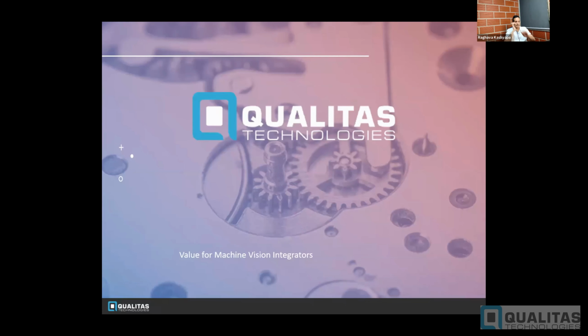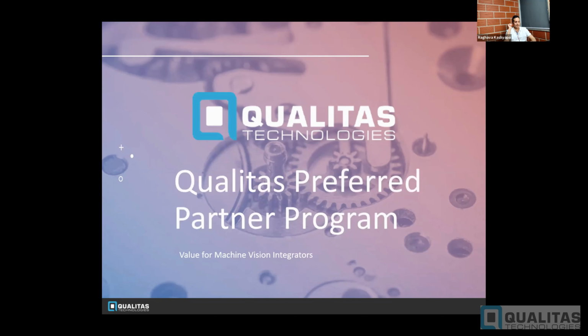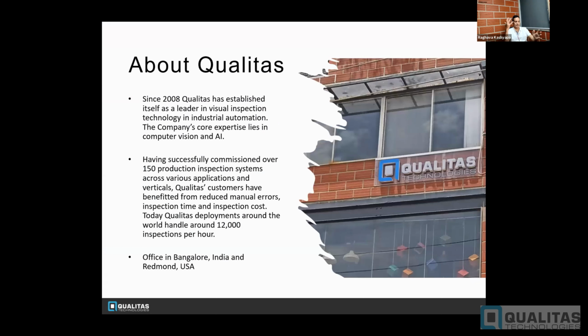Okay, so let me talk about the Qualitas Preferred Partner Program real quick. As I've mentioned, Qualitas is now 13 years old. We've been working in the visual inspection field for a number of years. We've got over 150 production inspection systems, so a ton of experience in how to develop production-level inspection solutions. And today, Qualitas deployments are inspecting about 12,000 to 15,000 parts per hour as we speak, right?